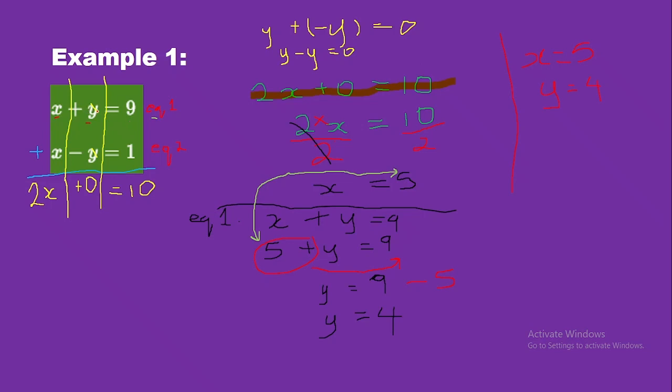Let's look at equation 1 and put both answers in and see if the equation is true. So x plus y is equal to 9, right? So if x is 5, that would be 5 plus, if y is 4, that's gonna be 4. So 5 plus 4 is equal to 9. So that is correct.